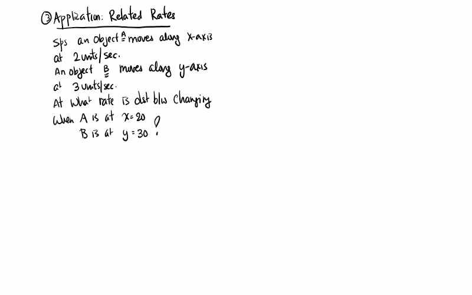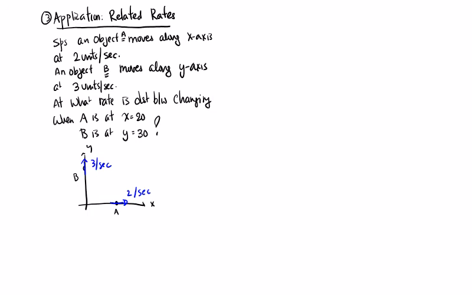Okay, just so we're clear on this, you've got the x-axis and the y-axis, and A is moving along here, B is moving along here. A is moving to the right. It doesn't say to the right, but when I said along the x-axis at 2 units per second, I meant this way. And B is moving up here at 3 units per second. We want to know how fast the distance between them is changing.